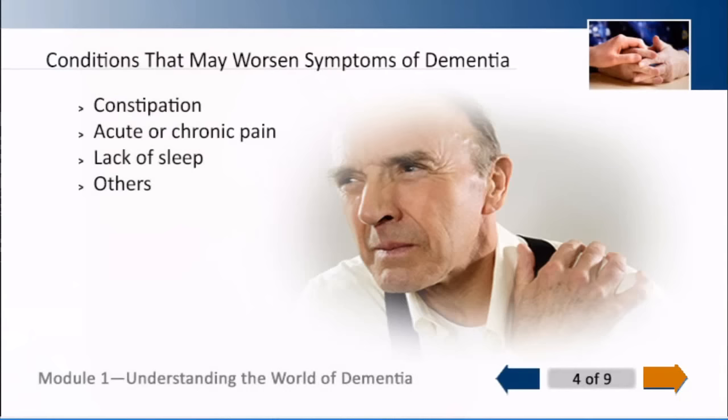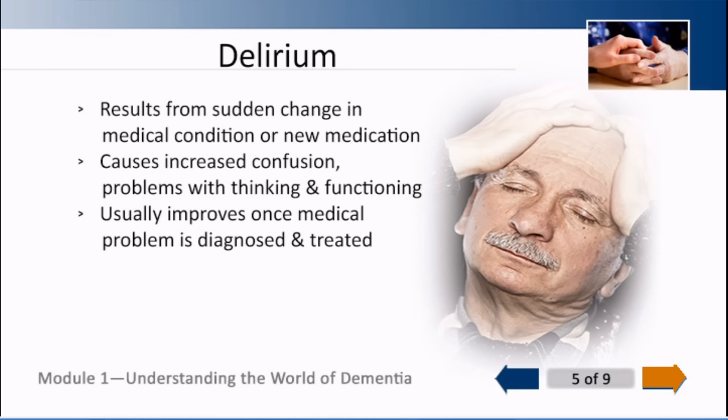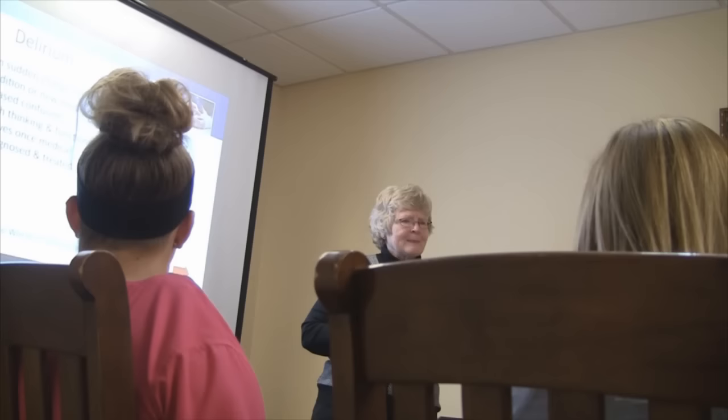Delirium is one of the biggest issues we face. This results from a sudden change in medical condition or a new medication. It causes increased confusion, problems with thinking and functioning, and it usually improves once that is resolved. Once it's been diagnosed and treated, it will resolve. Can anybody give me an example of somebody that you've seen with delirium? A UTI. It's what we all run to.